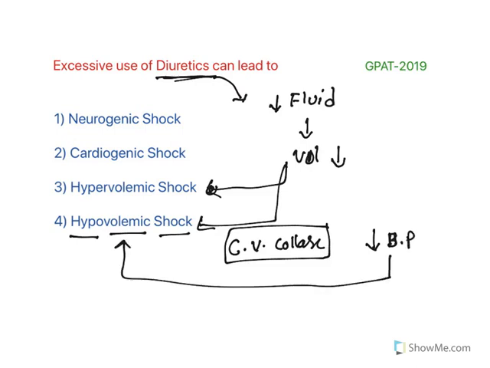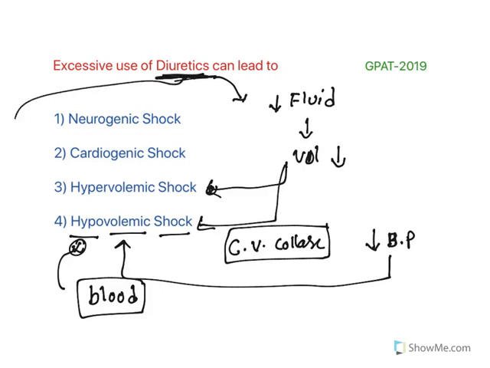That is the reason why when accidents happen with multiple injuries and people lose a lot of blood, immediately in hospitals blood transfusion is carried out. That is to avoid this hypovolemic shock. So, excessive use of diuretics may cause hypovolemic shock.